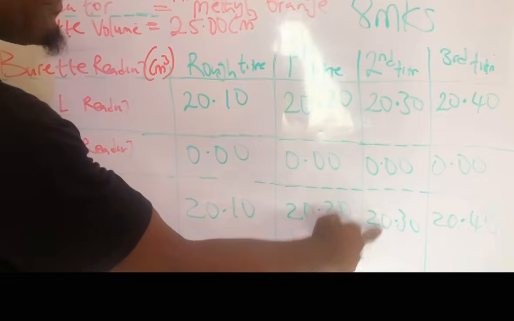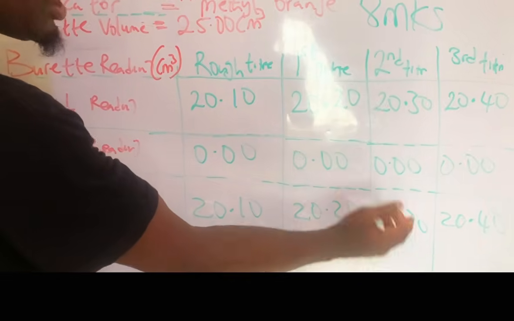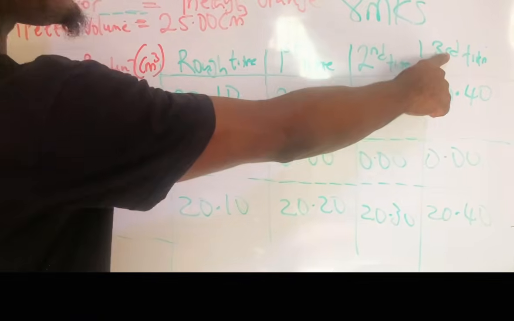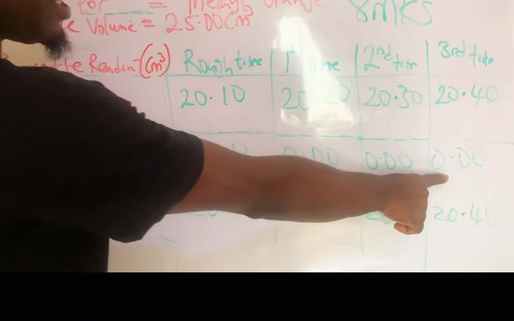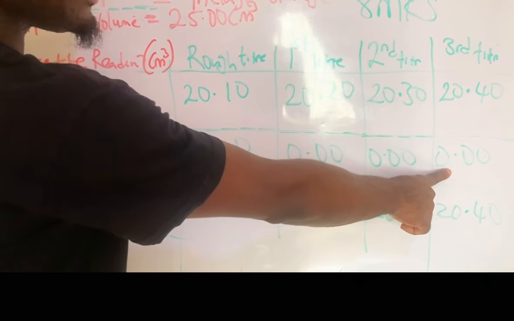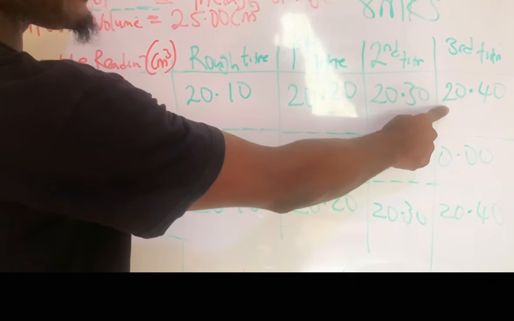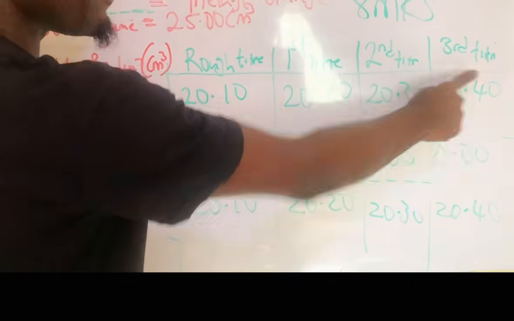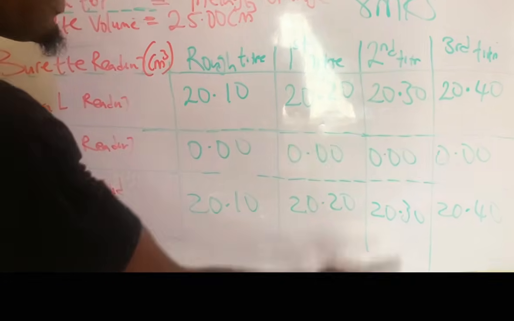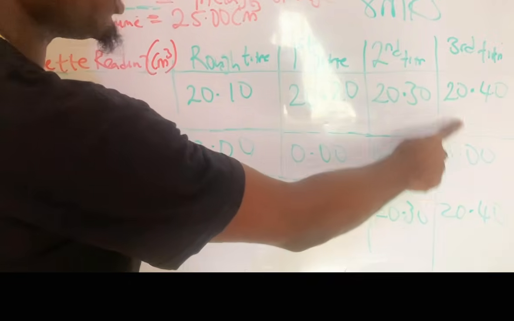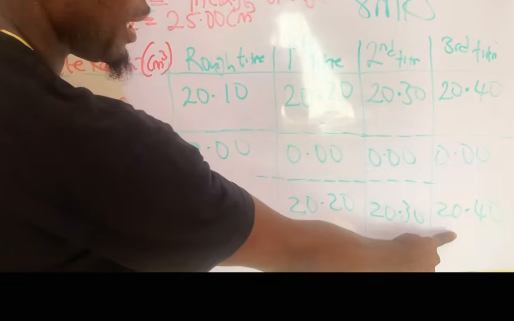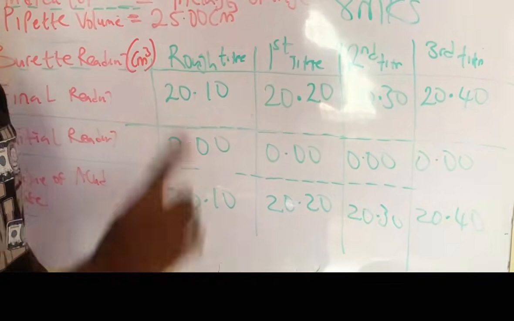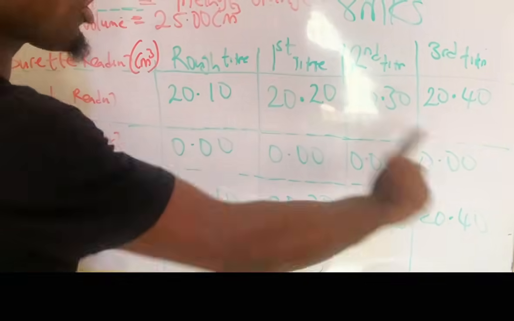And when we got our final value, we did our final minus initial, and then we have our value of acid used. We also did that for the third titration. Fill it up to the 0.00 cm mark of our burette, and then our final value that was used to titrate against the base was 20.40 cm³. To get the value of acid used, we do our final minus initial, and then we arrived at 20.4 cm³.